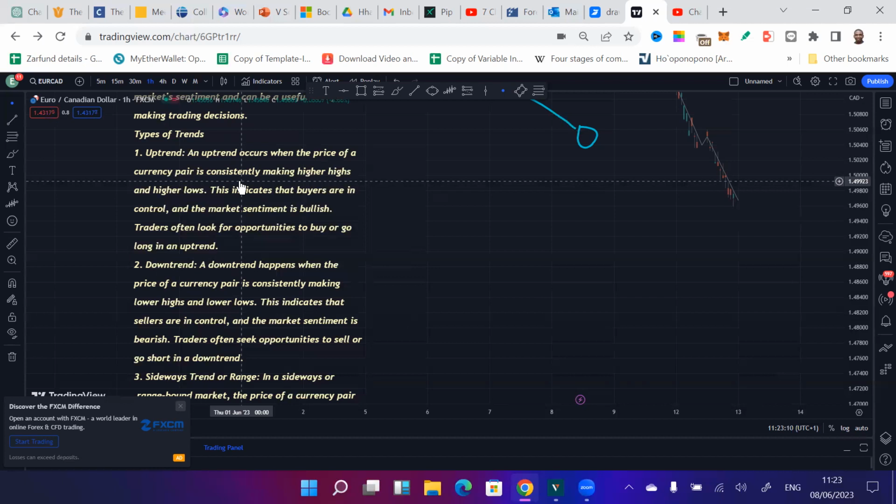I'm going to illustrate for you now to help you understand what higher highs and higher lows are. So an uptrend occurs when the price of a currency pair is consistently making higher highs and higher lows. This indicates that the buyers are in control and the market sentiment is bullish. Always remember, bullish means buy.